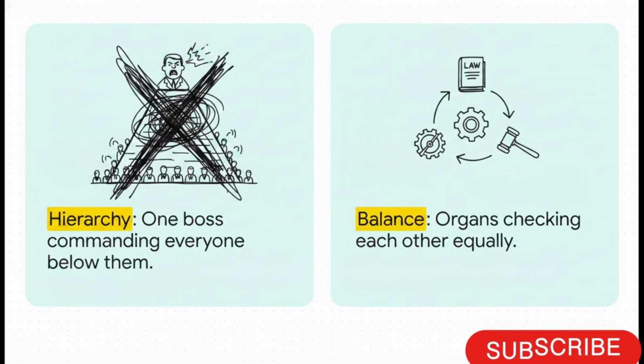What's really brilliant here is that this totally destroys that old-school hierarchy of having one big boss commanding everyone below them. Instead, we're talking about pure balance. Every branch keeps the others in check equally. If the executive gets a little too eager and oversteps, boom, the judiciary pulls him back. If the legislature tries to pass some illegal rule, the judiciary strikes it right down. It's this incredibly designed system of checks and balances where everyone is holding everyone else accountable.